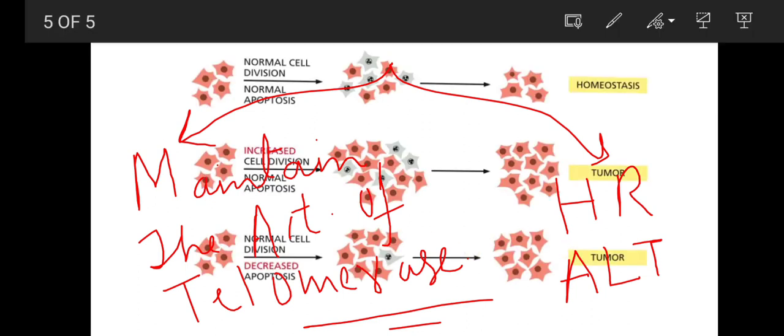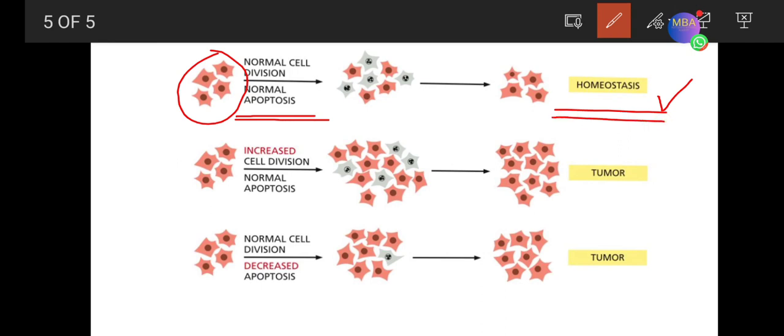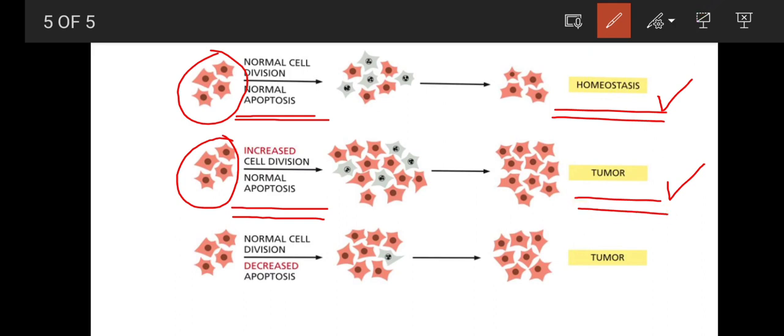Now here, for example, we have the cells. So they will show normal cell division, and under normal apoptosis the homeostasis will happen. Then we have increased cell division and normal apoptosis. So here the tumor happens. And then we have normal cell division and decreased apoptosis. So here also the tumor happens.